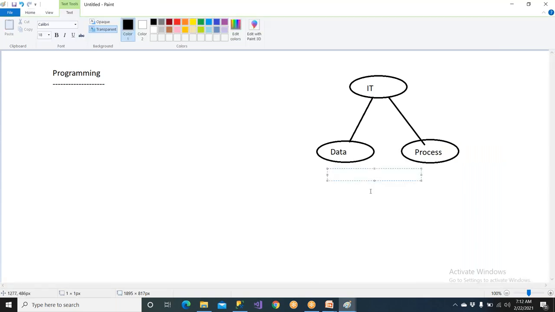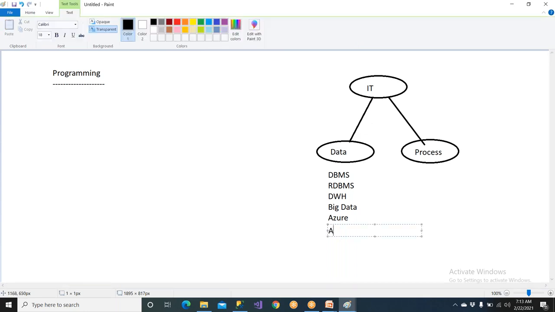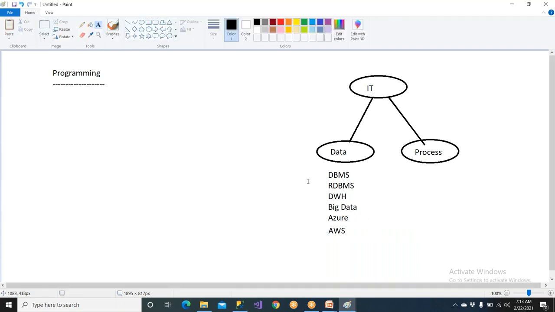So on this side we have a database management system. Then after that, people have RDBMS. Then today, people are talking about big data, and before big data, data warehousing, and now after big data, people are talking about SQL Azure. All these technologies are about how to store data, right? So you have database management system, RDBMS, data warehousing, big data, Hadoop, Azure, AWS, Amazon Web Services. All the technologies are going to store the data, right?